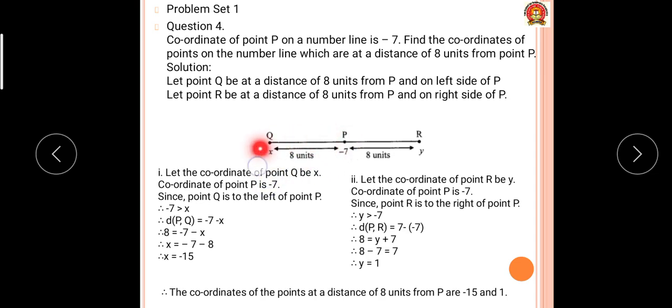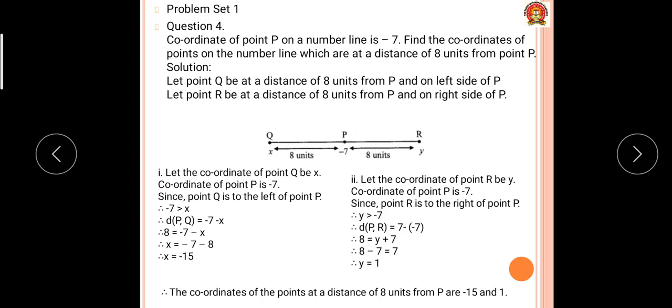But what is the distance? The distance PQ is 8 units. So -7 minus x is equal to 8 according to the given condition. So -7 minus x is equal to 8. Therefore you have to shift this x to this side and 8 to the right side. So you will get x is equal to -15, and therefore the coordinate of point Q is -15.